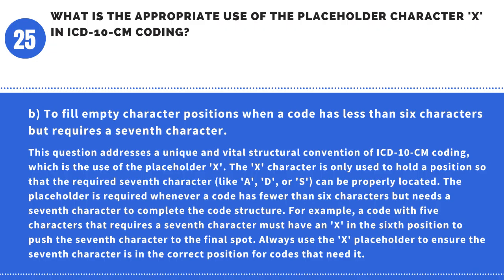This question addresses a unique and vital structural convention of ICD-10-CM coding, which is the use of the placeholder X. The X character is only used to hold a position so that the required 7th character, like A, D, or S, can be properly located. The placeholder is required whenever a code has fewer than 6 characters but needs a 7th character to complete the code structure. For example, a code with 5 characters that requires a 7th character must have an X in the 6th position to push the 7th character to the final spot. Always use the X placeholder to ensure the 7th character is in the correct position for codes that need it.